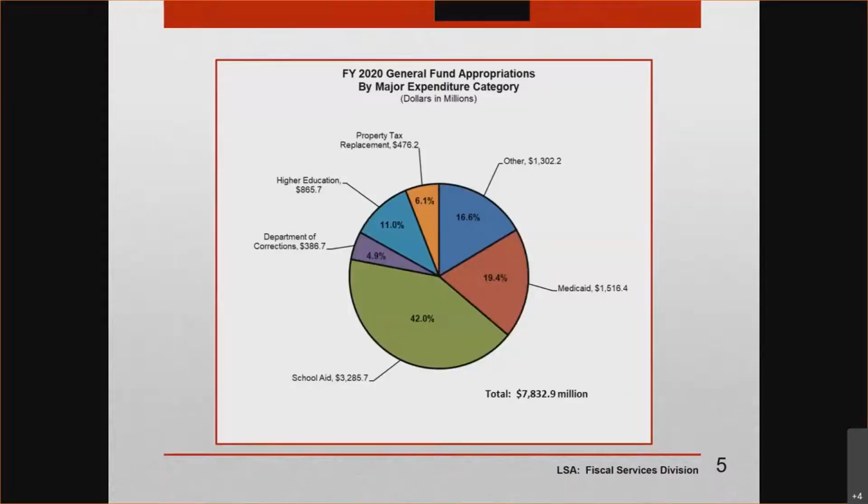So on the spending side, this pie chart shows the appropriations that occurred in fiscal 20. The one thing to take away from this chart is the two large items, school aid and Medicaid, which make up the vast majority of the spending out of the general fund. Total appropriations in fiscal 20 were $7,832.9 million. School aid made up 42% of the total spending. Medicaid, nearly 20%. Together, those two line items in the budget are 60% of your total spending from the general fund.